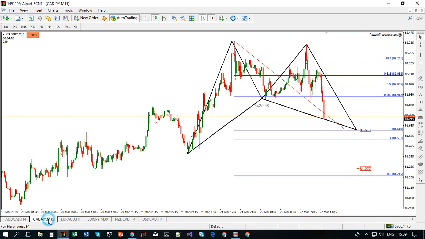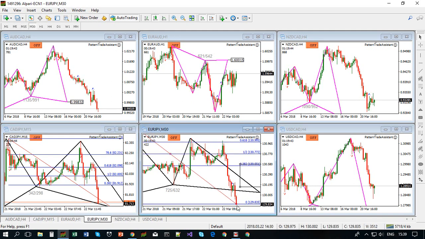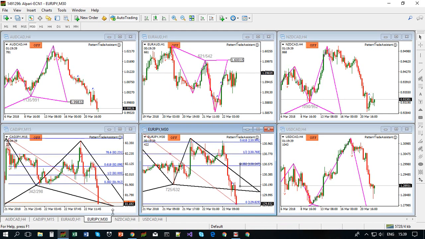Canadian yen. By the way, we have some kind of confluence. Canadian yen and Euro yen. They are all completing the patterns, and if they give a reversal, we will have two trades running in the same direction. What it leads to, we have two yen pairs, two trades. It is called doubling your risk because the pairs are highly correlated.